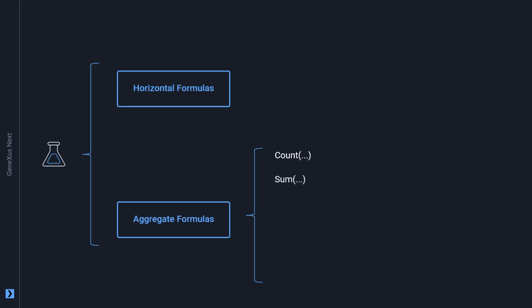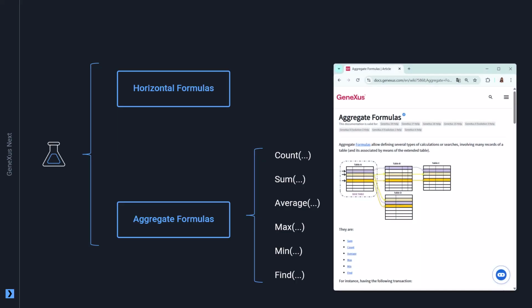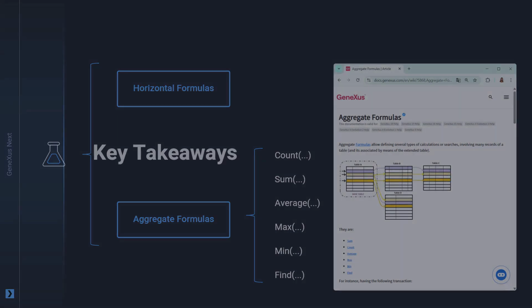Sum, to add up the value of an attribute, optionally applying conditions. Average, to calculate the average. Max, to select the record with the highest value for the specified attribute from a set of attributes. Min, to do the same but with the minimum value. And find, to find a record among many. You can find detailed information about each of these formulas in our wiki.